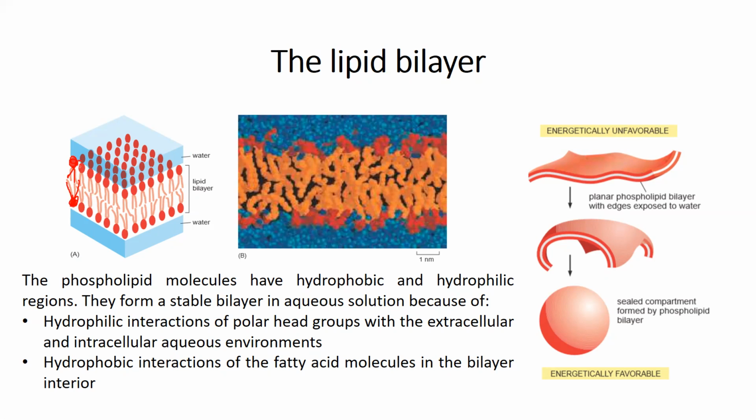Because of this organization, these two sheets of phospholipids don't like edges, because energetically this is unfavorable for them, okay? And so they tend to organize themselves in a way to form a sealed compartment. This is believed to be how the cell membrane, the plasma membrane, is formed, because it is energetically favorable for these phospholipids to form a finite enclosed compartment, okay?